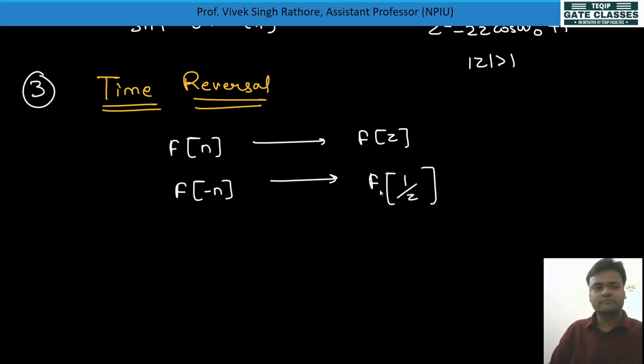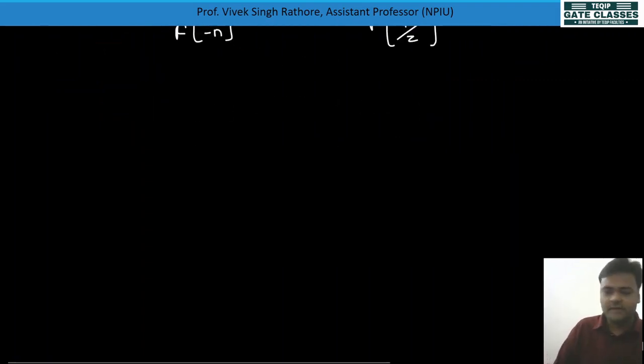It will just reverse it like this. If f of n has Z transform f of z, then f of minus n will have Z transform f of 1 by z. So by seeing one question, we'll try to understand this property. See, one question we'll see.